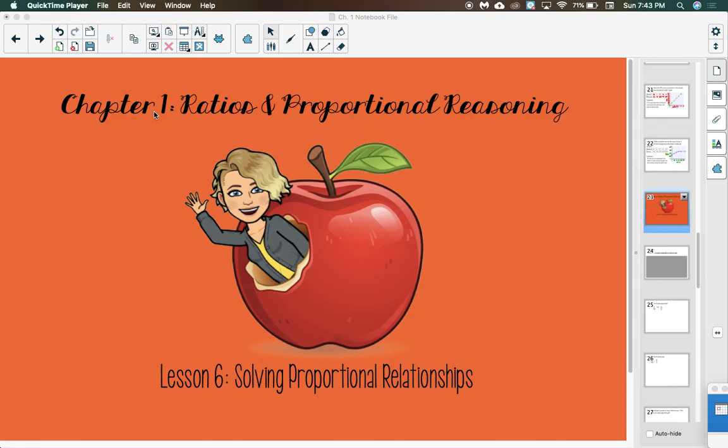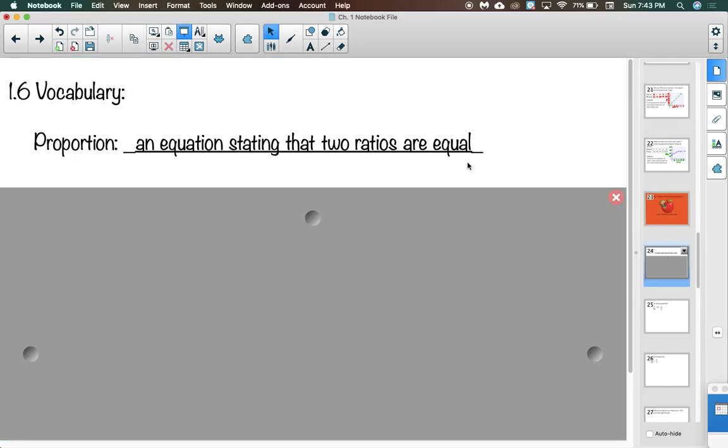This is the sixth lesson in Chapter 1. This lesson is all about solving proportional relationships, and this is a big one for us, so a lot's going to go on. Pay close attention. First, we're going to start with vocab.